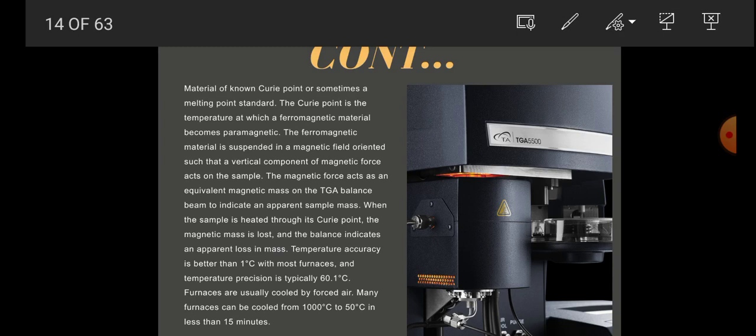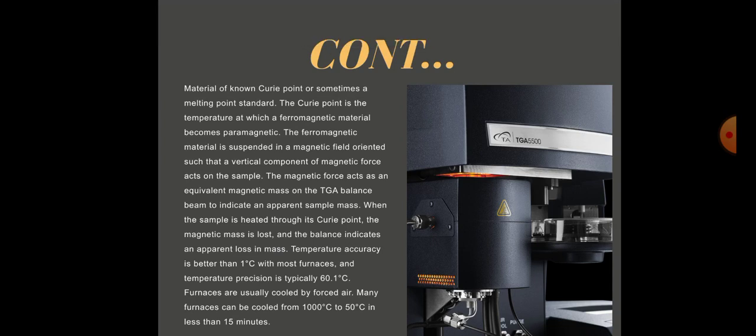Temperature accuracy is better than 1 degree Celsius with most furnaces. The temperature precision is typically plus or minus 0.1 degrees Celsius. Furnaces are usually cooled by forced air. Many furnaces can be cooled from 1000 degrees Celsius to 50 degrees Celsius in less than 15 minutes.